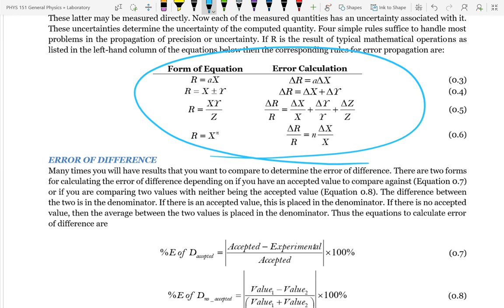If you look at the equations, they don't look that hard, but it's kind of a nuisance to do this over and over again.